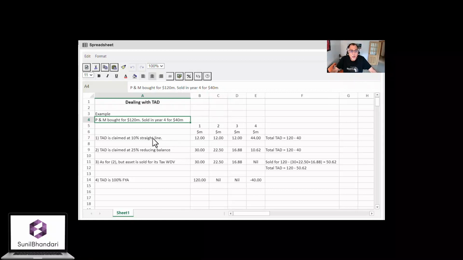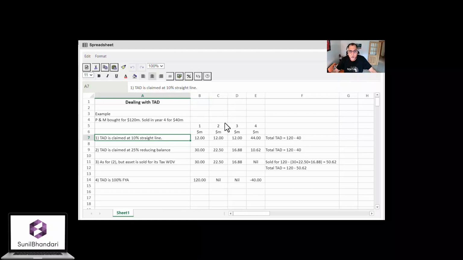The first one is when TAD is claimed at 10% straight line. Now, many candidates make the error here of taking the 120 less the 40, which is 80, and then claiming 10% of that, which is incorrect. You must claim the TAD on the original cost, because you don't know that the 40 million is going to arise until you get to year four. The other rule is you can only claim TAD if you still own the asset in that year.